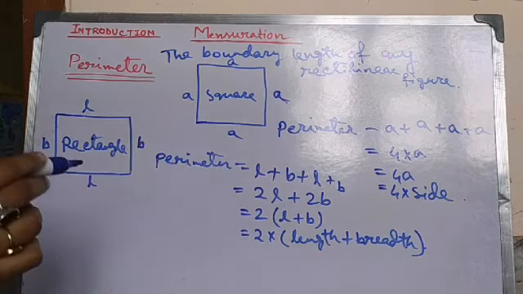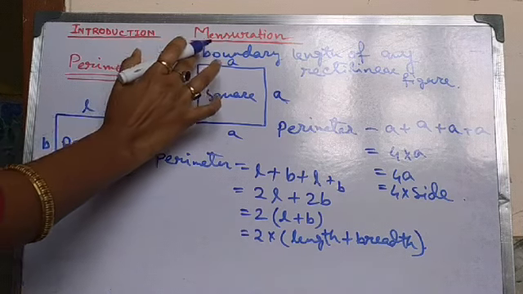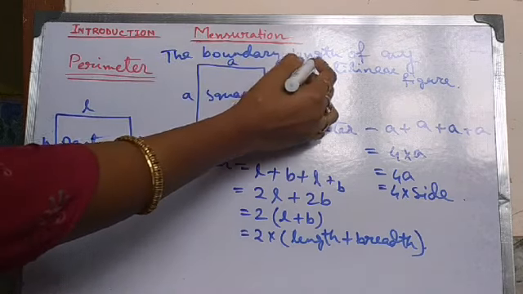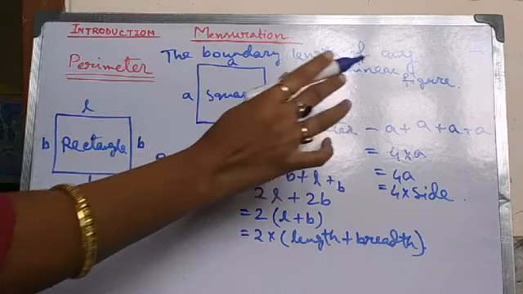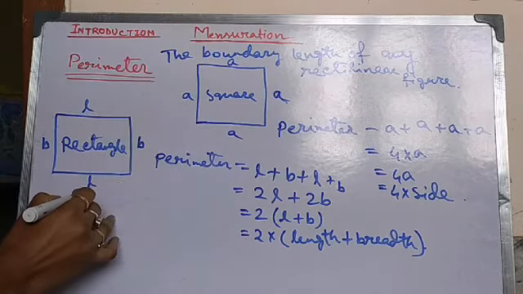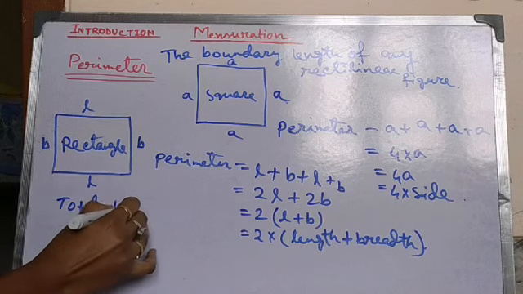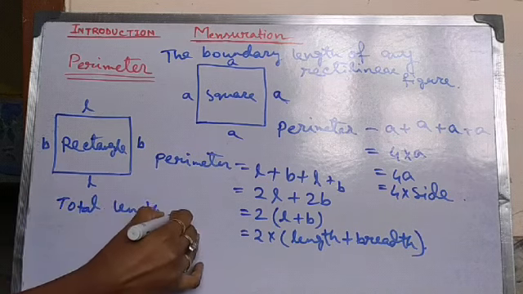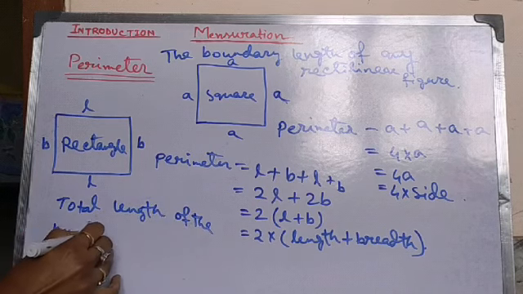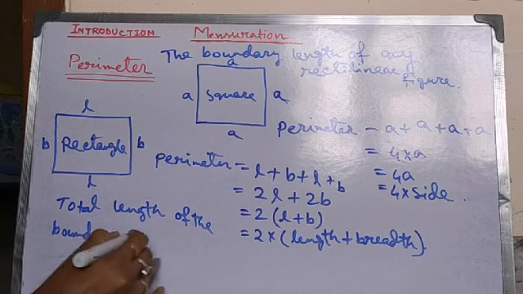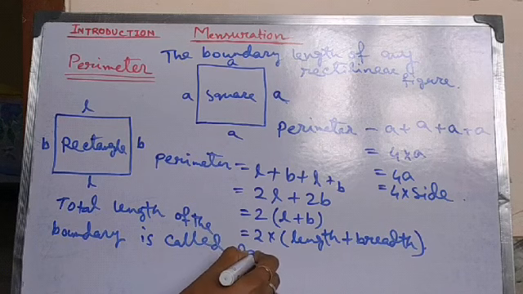So perimeter means total length of the boundary, total length of the boundary of any rectilinear figure. Okay, I am writing once more. Total length of the boundary is called perimeter.